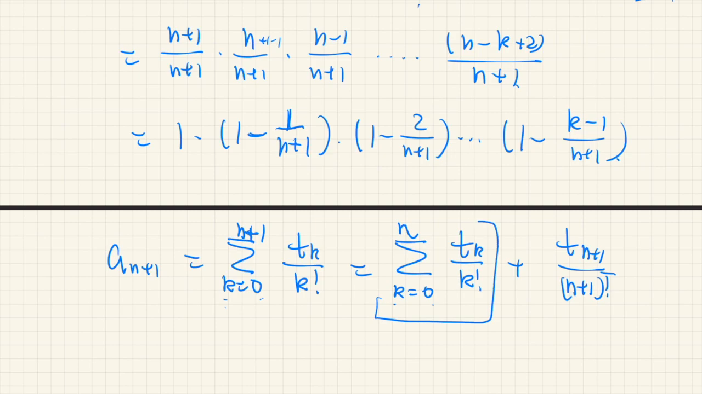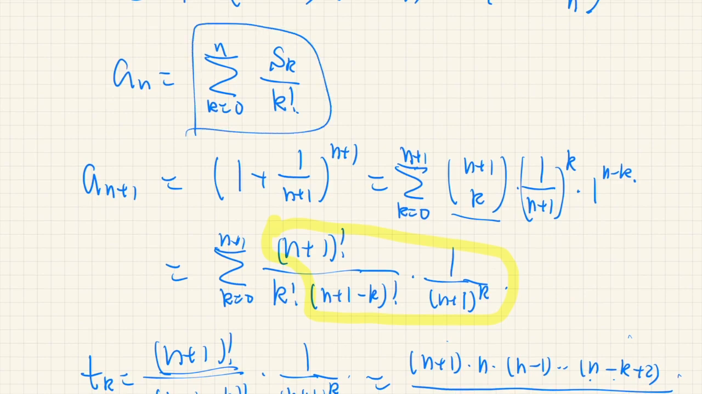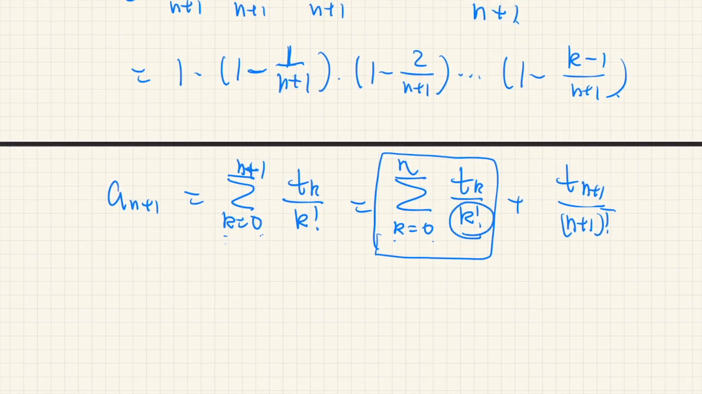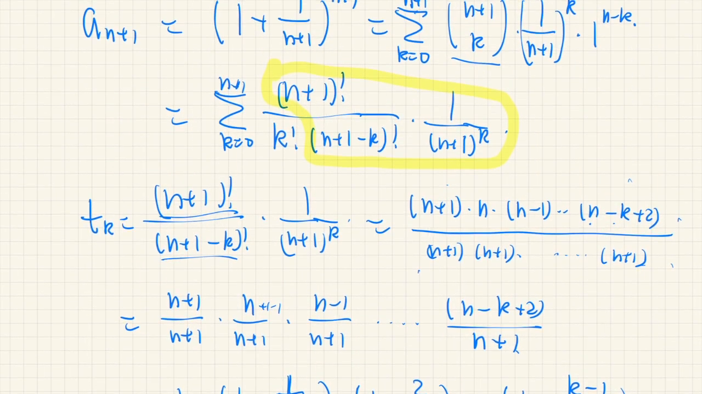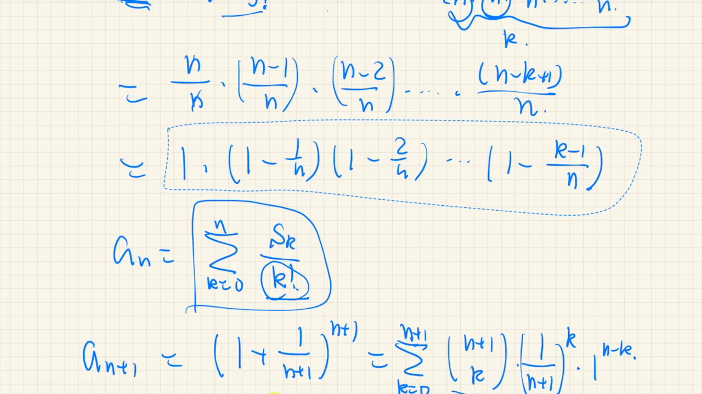Okay, so let's compare this summation with this summation. Both contain n plus 1 terms, and each term contains k factorial in the denominator here and here. So if we can show that for each k, sk is less than or equal to tk, then we are done. Okay, so let's show this. So sk is this thing. Let's copy and paste here.